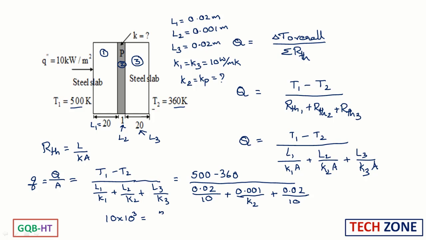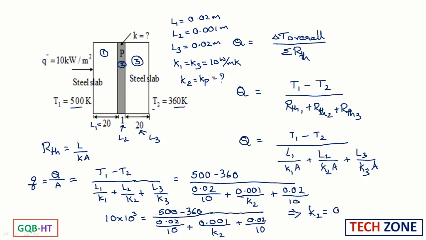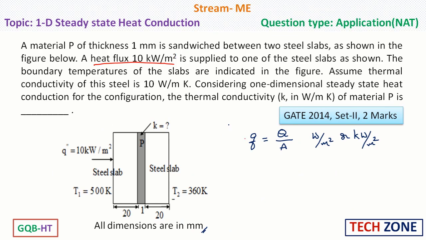So 10 into 10 cube equals 500 minus 360 divided by 0.02 by 10 plus 0.001 by K2 plus 0.02 by 10. On solving this, we are going to get the value of K2 as 0.1 watt per meter Kelvin. So, the thermal conductivity of material P is 0.1 watt per meter Kelvin. As this is a numerical answer type question, we need to enter 0.1 here. And this is the end of the explanation for this question.